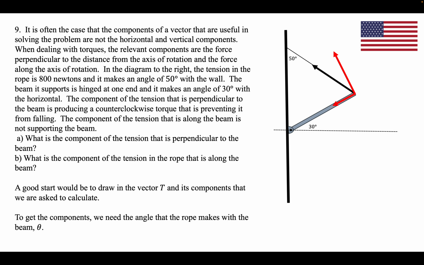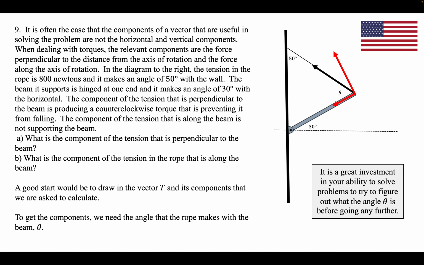So to get the components, we need this angle, the angle between the rope and the beam, which we'll call theta. If we get this angle, the sine of that angle times the tension is this component, and the cosine of the angle times the tension is that component. So it's a great investment in your ability to solve problems to try to figure out that angle. There's some geometry there. What angle is that? Before going any further.